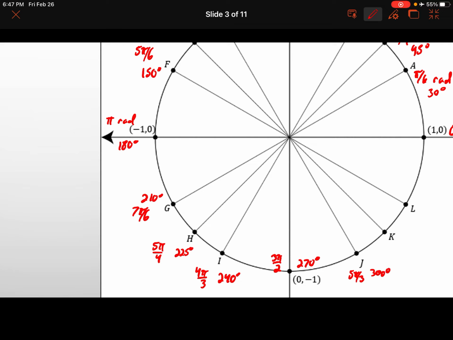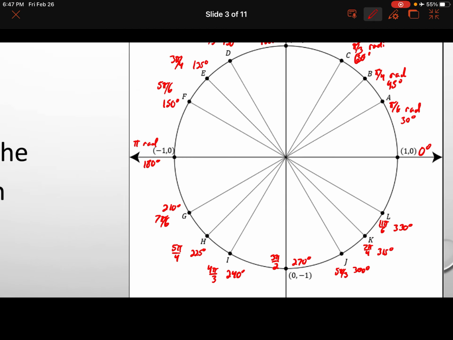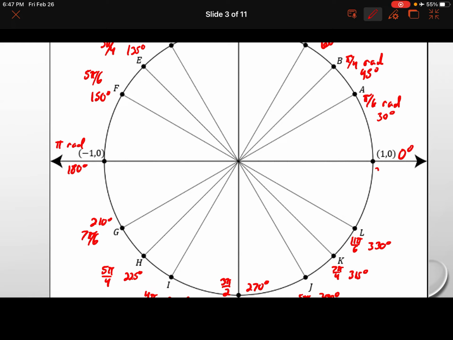Point K is going to be 7 pi over 4 radians, or 315 degrees. And then finally, point L is going to be 11 pi over 6 radians, or 330 degrees. And then, obviously, if we do a full circle, that's going to be 2 pi radians, or 360 degrees. And obviously, a full circle is going to be the same point as 0 degrees, because where you start is also where you end if you do a full circle around.